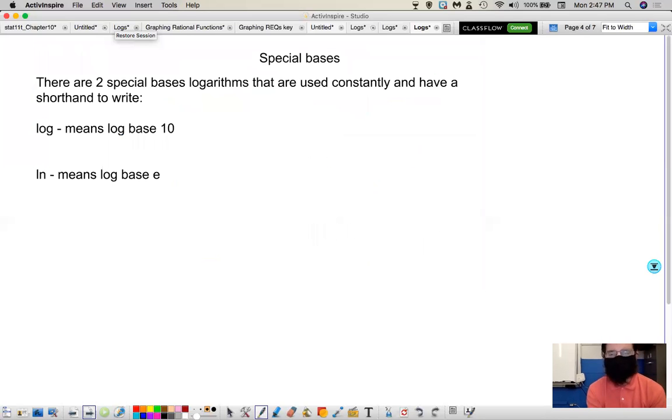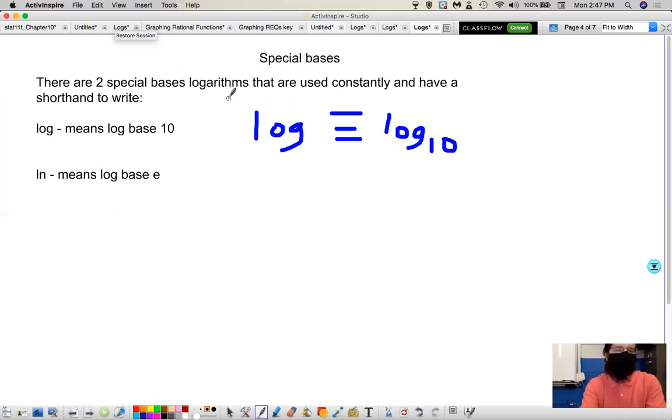There's 2 special bases you got to know. If you got a straight log, that means log with a base of 10. We call that the common log.